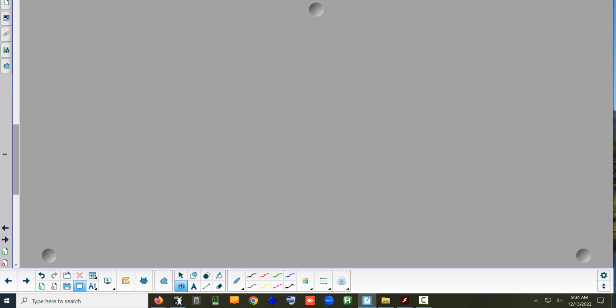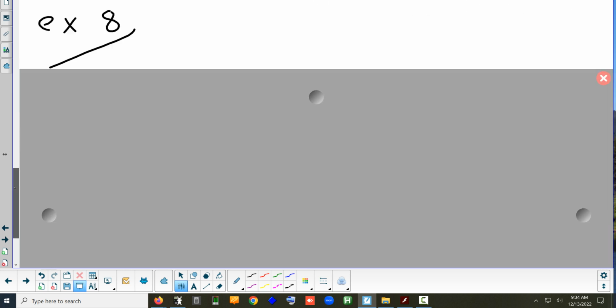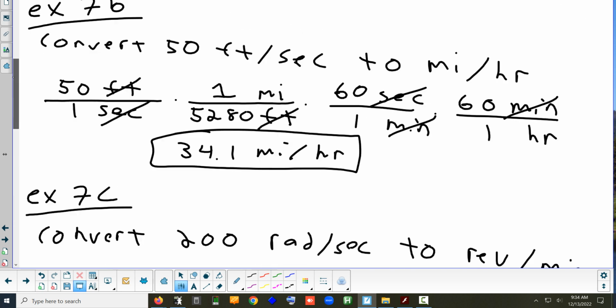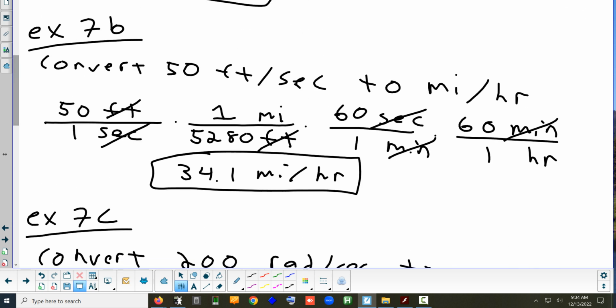All right, let's try this one. So what we just did here is we converted a linear speed to another linear speed. We went linear to linear. Now we're going to jump between linear and angular.